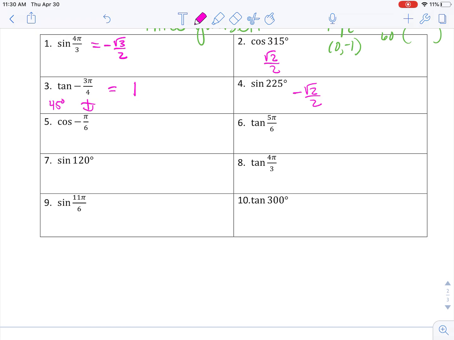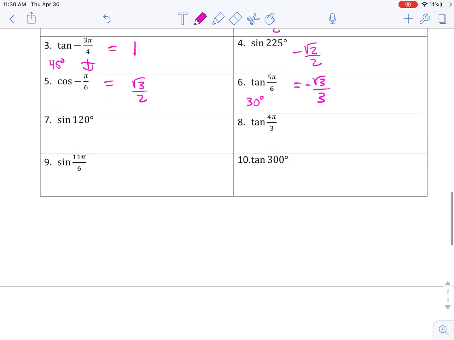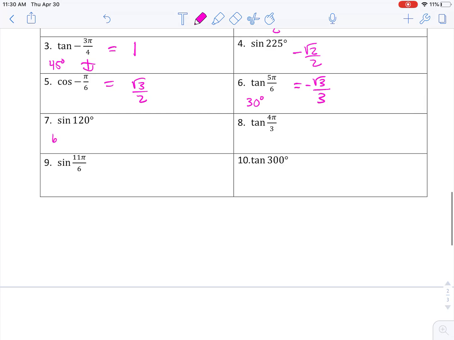Pi over 6 is a 30 degree. Cosine of 30 degrees is radical 3 over 2. We went backwards. We're in quadrant 4. Cosine's positive. A 30 degree here for tangent is radical 3 over 3. 5 pi over 6 is in quadrant 2 and tangent's negative. 120 is a 60 degree. And I know that the sine of 60 is radical 3 over 2. 120 is in quadrant 2 where sine is positive. This is a 60 degree. Tangent of 60 is just radical 3.